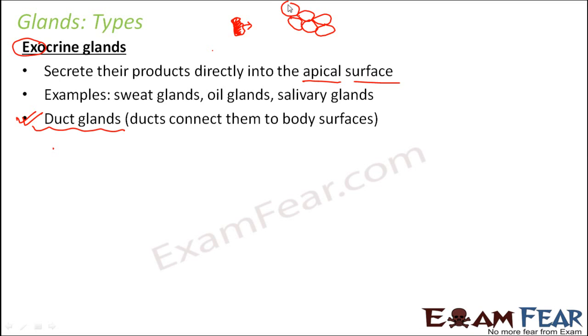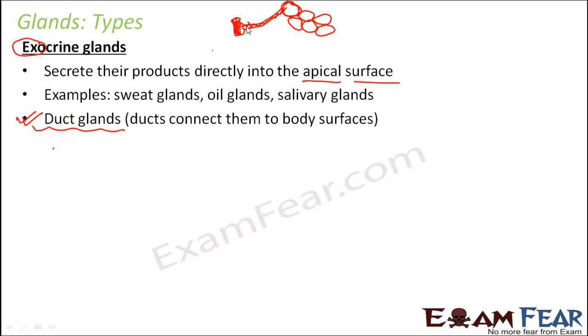So where is the apical surface? Now apical surface is nothing but that surface of the plasma membrane which faces the lumen. That means the inner surface of the plasma membrane. Now there has to be something which will connect this exocrine gland to the apical surface, and what is that? That is nothing but a tube-like structure which is known as a duct. And through this duct, it will actually secrete the substances directly onto the apical surface.